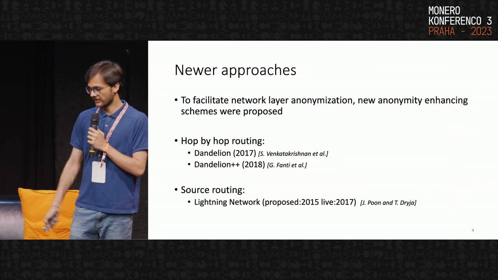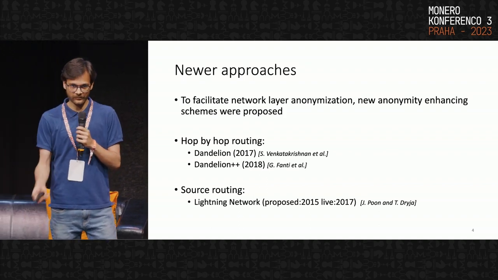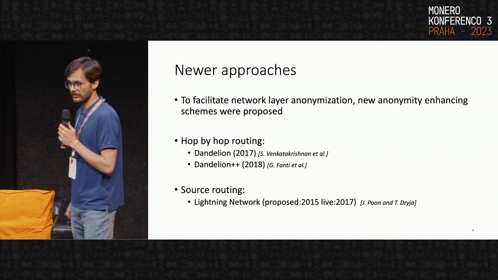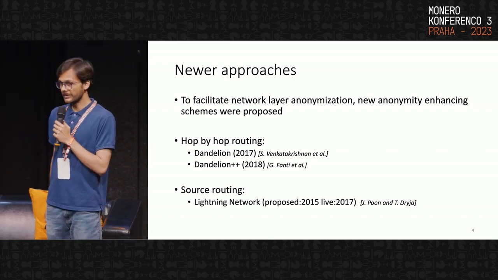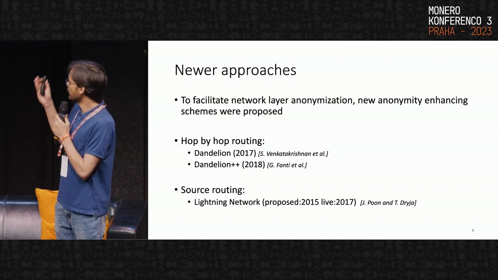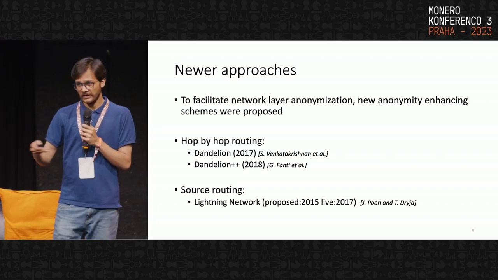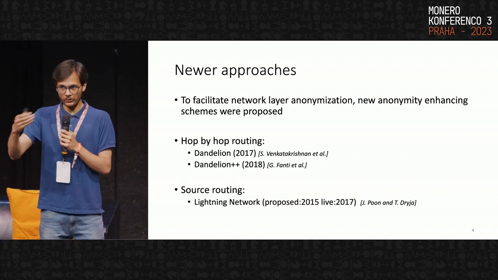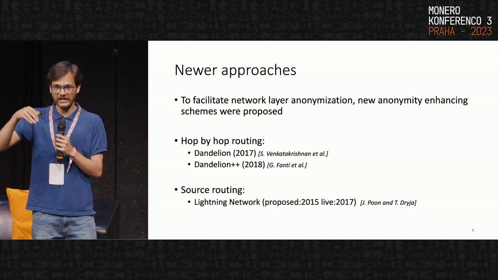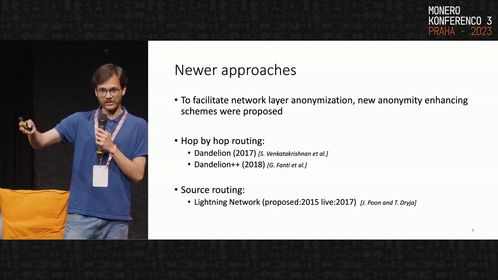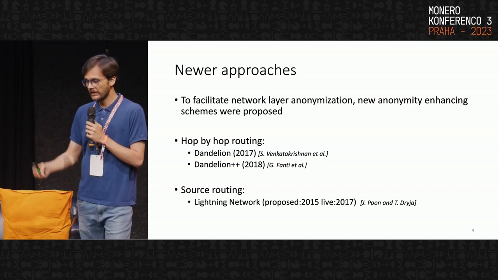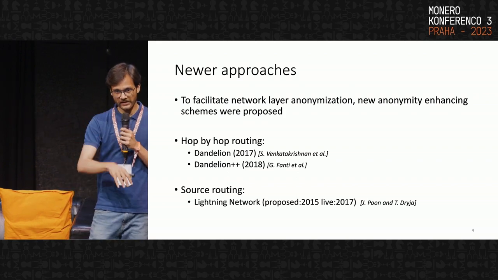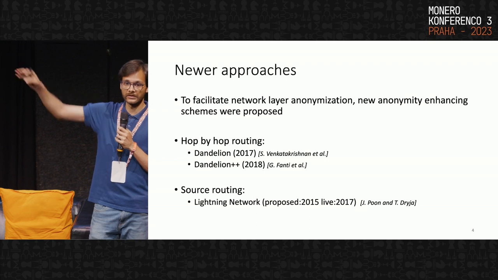As a result, there are newer approaches that have been proposed recently in the literature to enhance the network level anonymity in cryptocurrency systems. Particularly, they can be divided into hop-by-hop routing or source routing schemes. Hop-by-hop routing schemes are those in which the decision to route the transaction or the packet is taken at that hop itself. It will randomly decide among which neighbors it wants to transfer to. And in source routing, the complete path of the transaction is fixed. So the sender decides which intermediary hops will be followed till the destination.